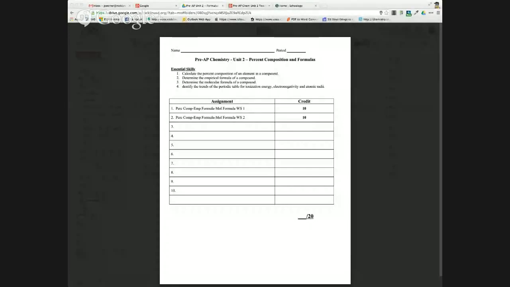So you can see here, there are 4 essential skills that you'll be tested on. The first one is calculate the percent composition of an element in a compound. The second one is to determine the empirical formula of a compound. The third one is to determine the molecular formula of a compound. And the fourth one is to identify the different trends of the periodic table for ionization energy, electronegativity, and atomic radii.